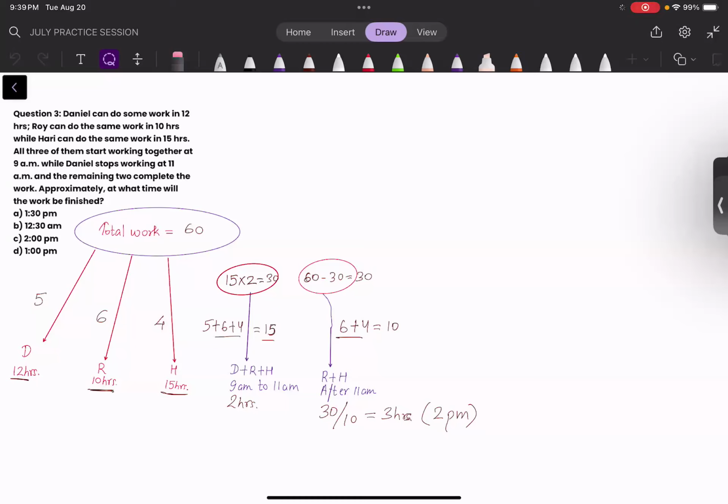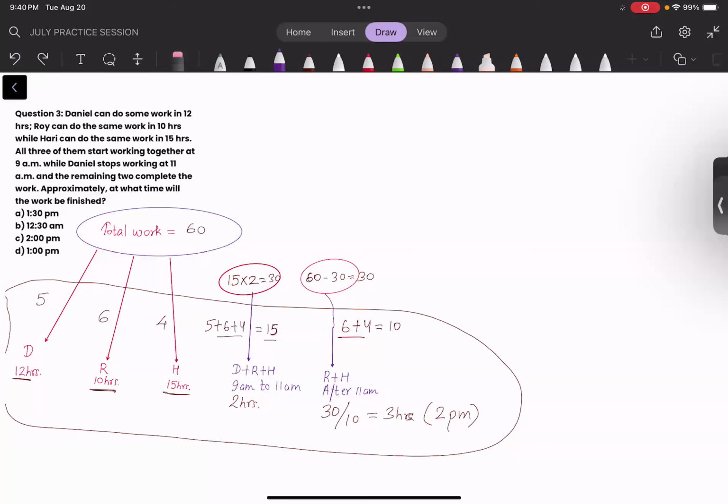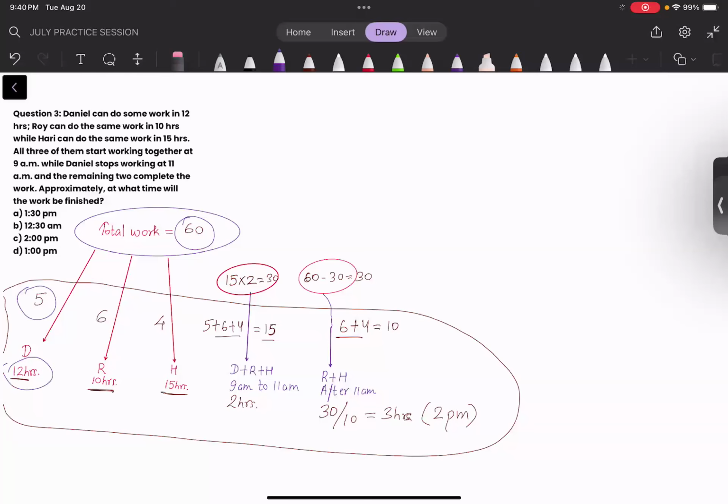Or in simple terms, I can say if you have to calculate any value on the bottom side, you have to do the division. For example, 60 by 5. 60 divided by 5 will give you 12. 60 by 12 will give you 5. 60 divided by 10 will give you 6, and 60 by 6 will give you 10. Okay, so bottom values you will get by division.